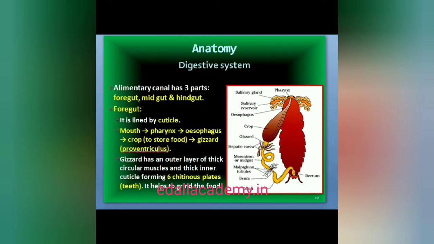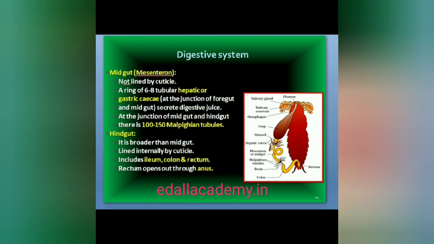It has an outer layer of thick circular muscles and thick inner cuticle forming 6 highly chitinous plates called teeth. Gizzard helps in grinding the food particles. The entire foregut is lined by cuticle.